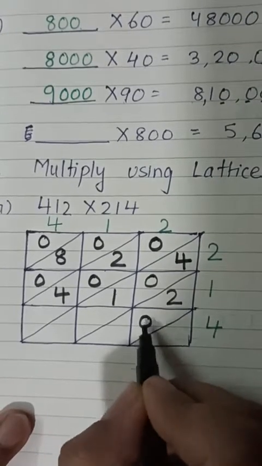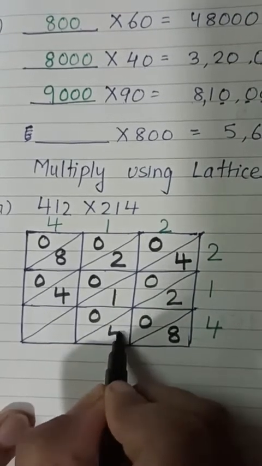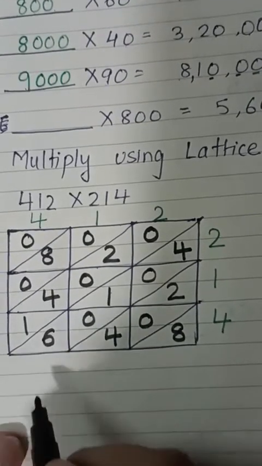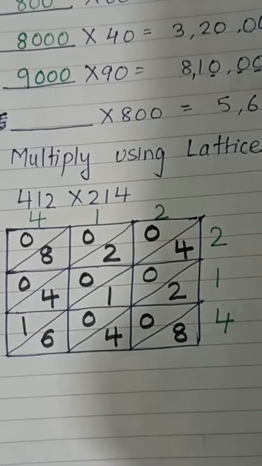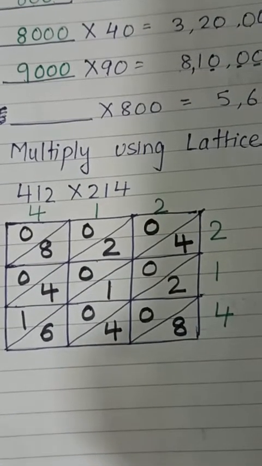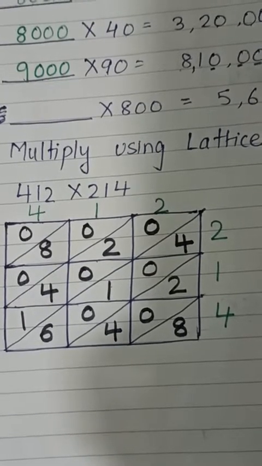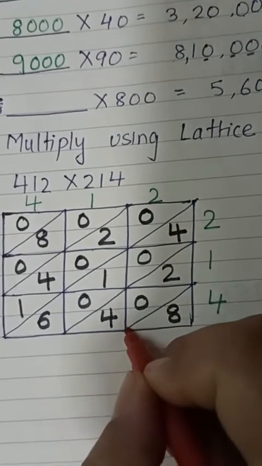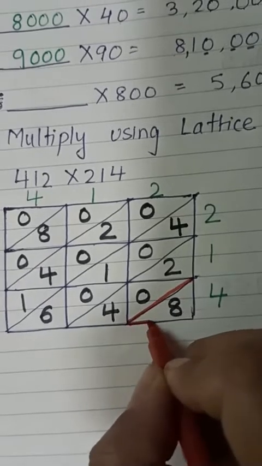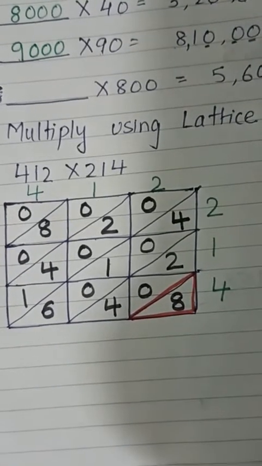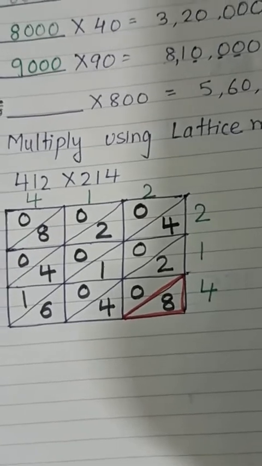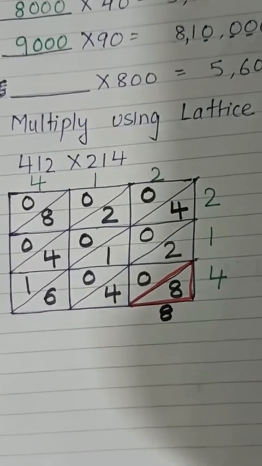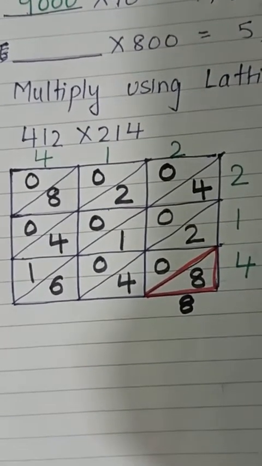Now 4 2s are 8, 4 1s are 4, 4 4s are 16. Now this is done, and here we have some columns. Because we are doing it for the first time in this class, I'm using some colors. Like we have some grids like this. This is the red grid. It is alone, so we are going to add it. That is 8.